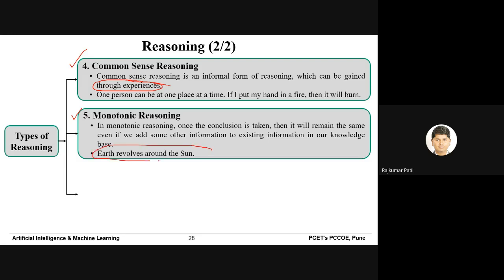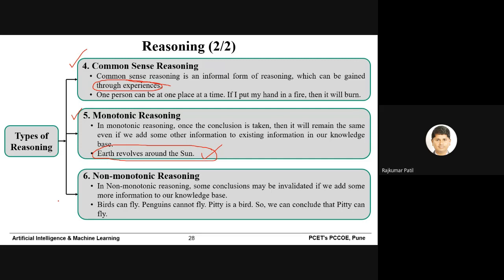And we should not get confused if we add something else, that the moon is revolving around the earth, then also the earth is revolving around the sun. So that is the fact. Such types of long-term universal truths are examples of monotonic reasoning, and that is true for all the period of time.